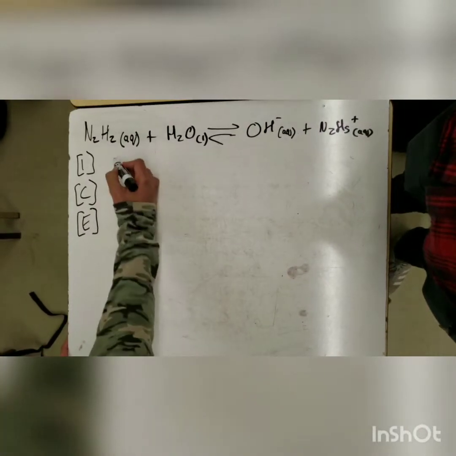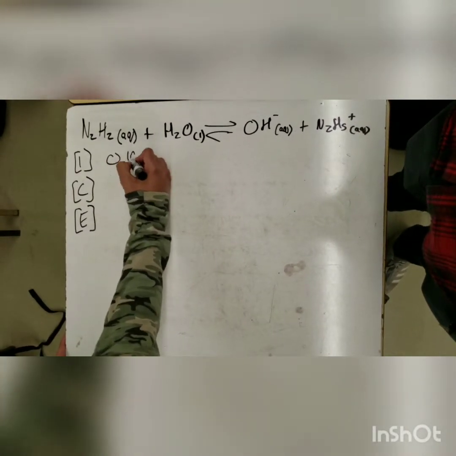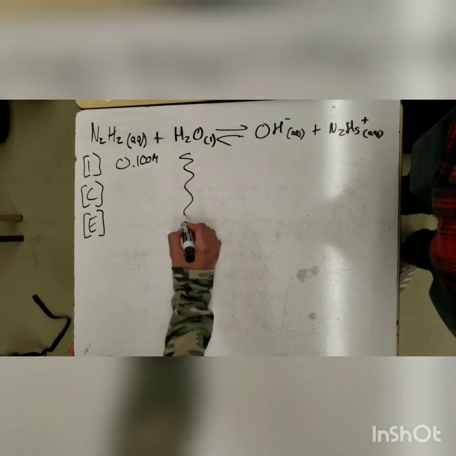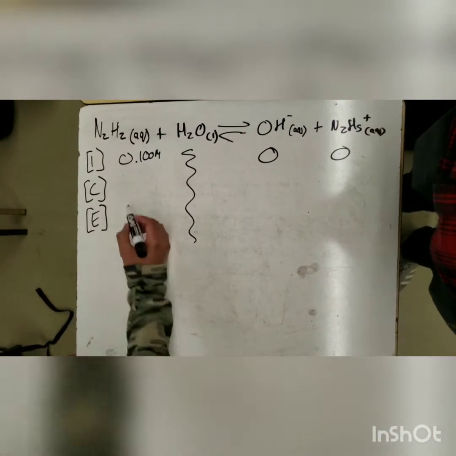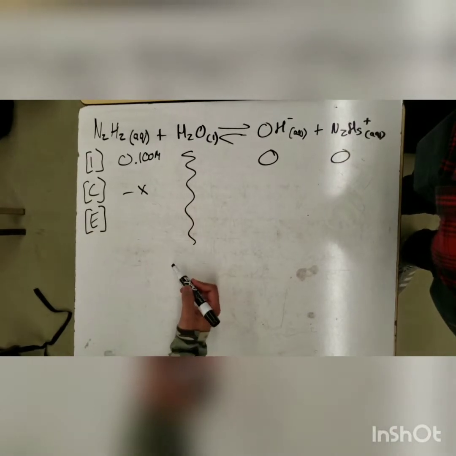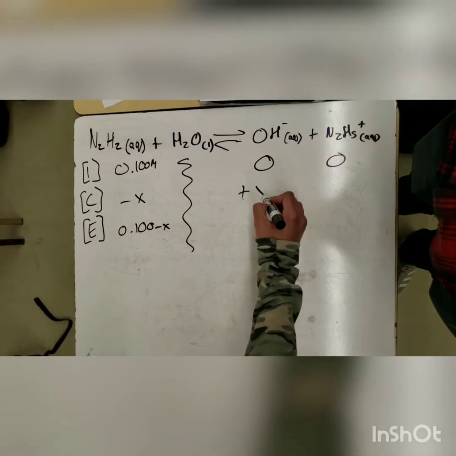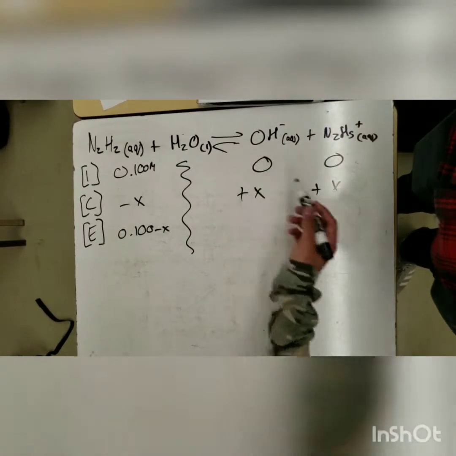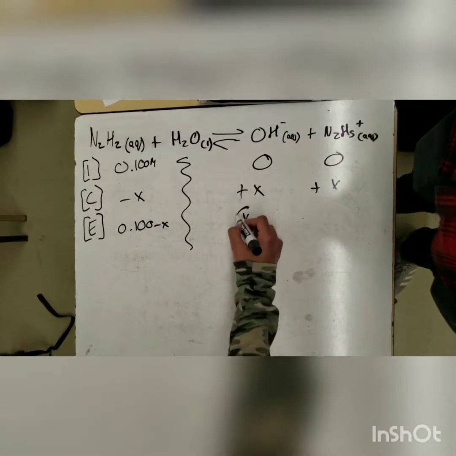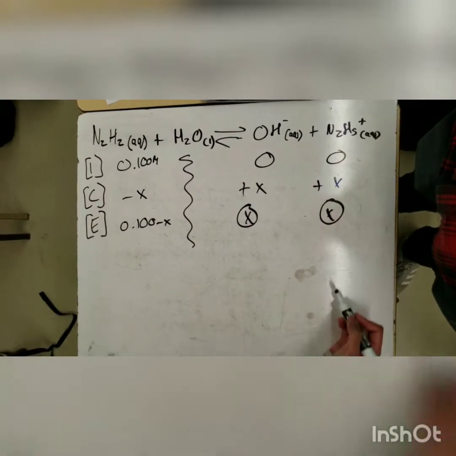So we are told that in the beginning we have 0.100 molar concentration of the hydrazine. This is in liquid form, so this does not matter. And as we know, the products initially start with 0 concentration each. The change, we know that this is going to have a minus x change, so we're going to end up with 0.100 minus x. Here, we know we're going to add an x, same here, because the coefficient is 1, so our final values are going to be x and x respectively.